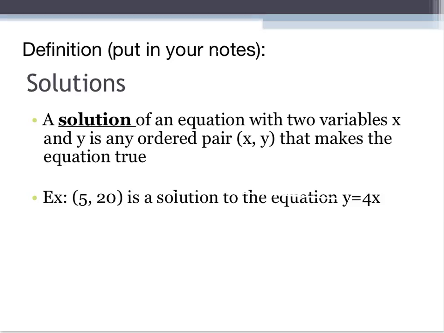Solution. A solution of an equation with two variables, x and y, is any ordered pair (x, y) that makes the equation true. As an example, we have the coordinates (5, 20), where x is equal to 5 and y is equal to 20. If I put that in the equation y equals 4x, we see that 20 equals 4 times 5. And this proves that the coordinate (5, 20) is a solution to the equation y equals 4x.